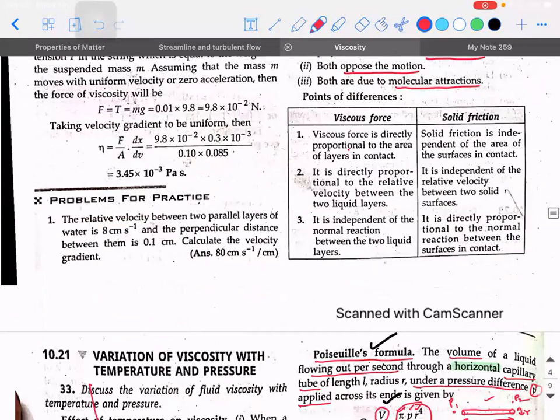Viscous force is directly proportional to the area of the layers in contact. Whereas when you talk about the frictional force, it is independent of the area of contact. We never speak about the area of contact with respect to friction. We speak only about the irregularities present on the surface. Whereas with respect to the coefficient of viscous force, we need to understand the area of the layers which are in contact with each other.